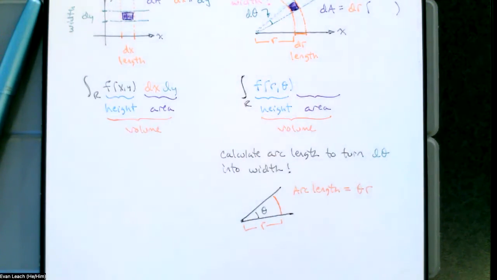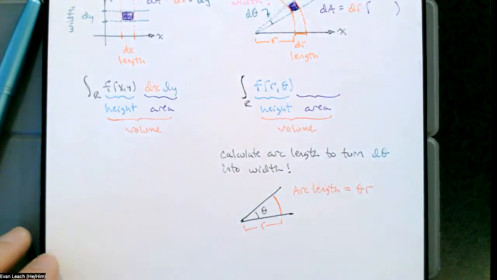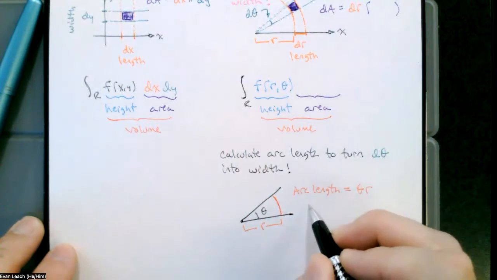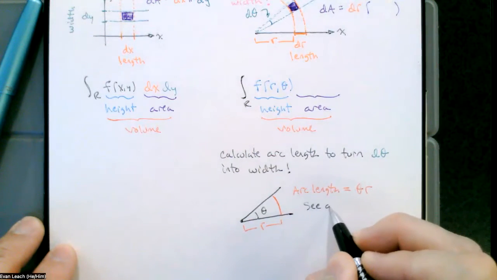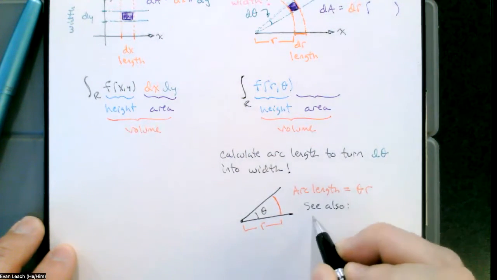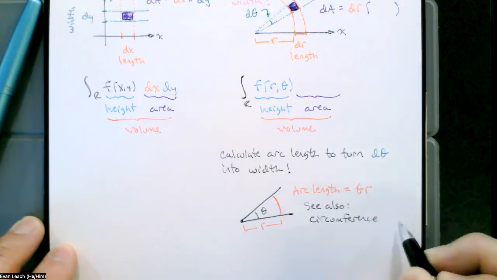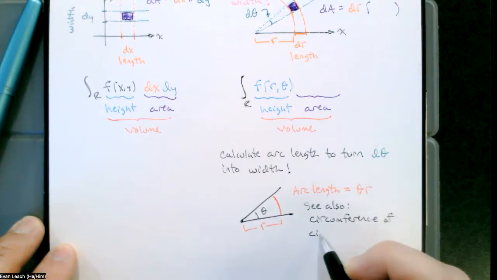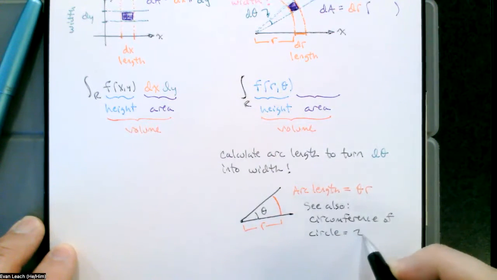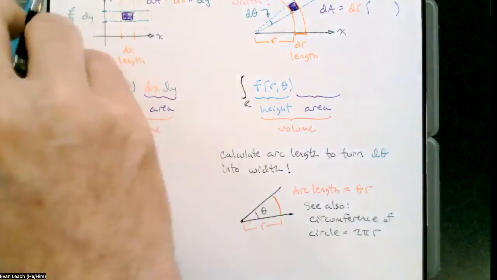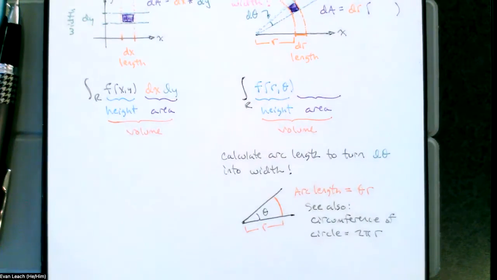So secretly, we taught you the arc length formula when we taught you the circumference of a circle was 2 pi times the radius. That's just the arc length where theta is equal to 2 pi.